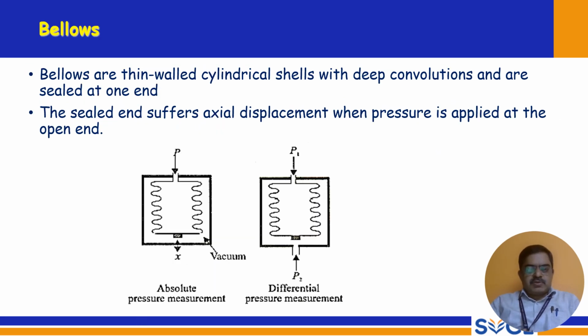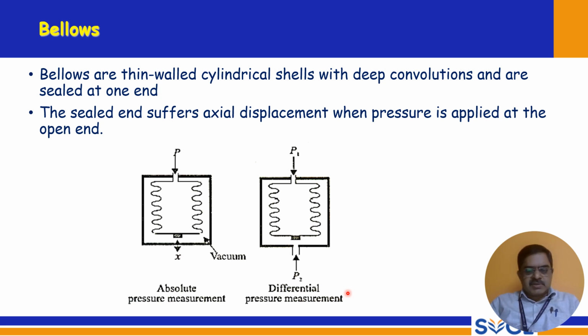So next is bellows. Bellows are thin-walled cylindrical shells with deep convolutions and are sealed at one end. The sealed end suffers axial displacement when pressure is applied at the open end. So here the bellows is used, and here a vacuum is kept for absolute measurement, and this is for differential pressure measurement.